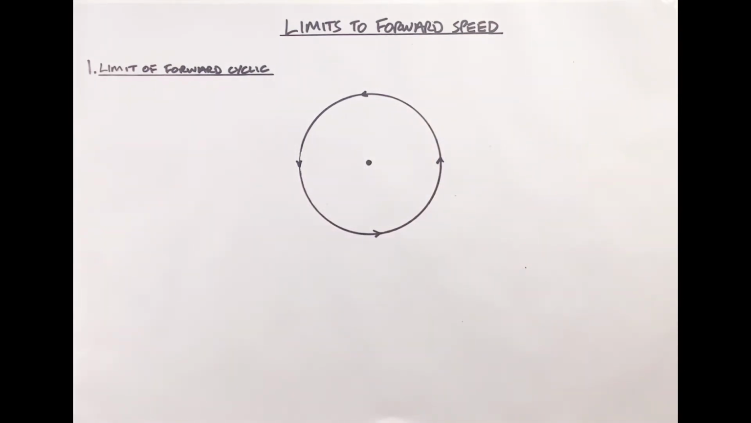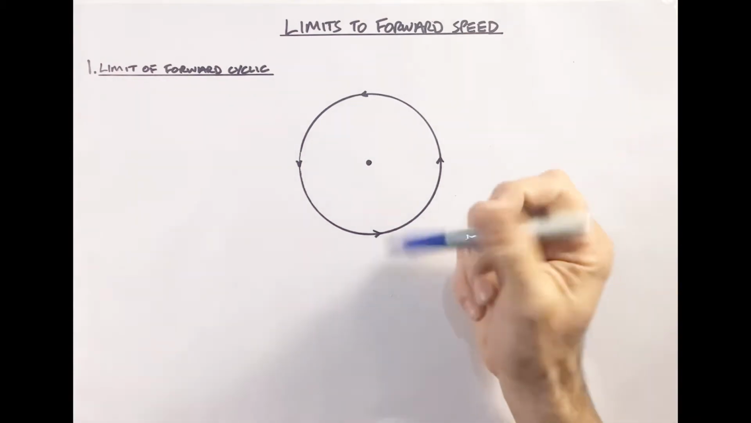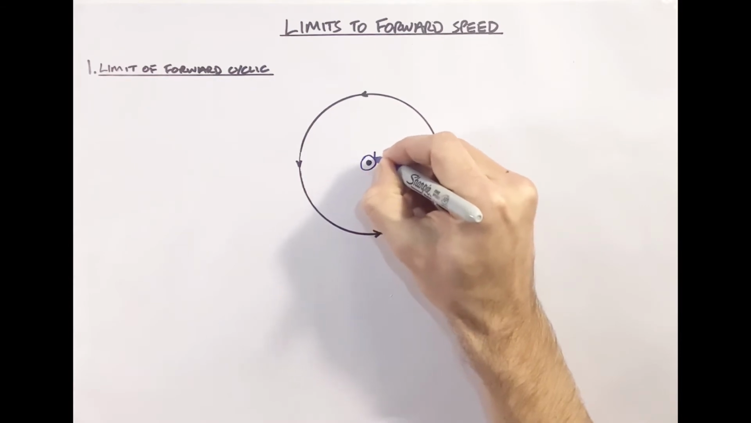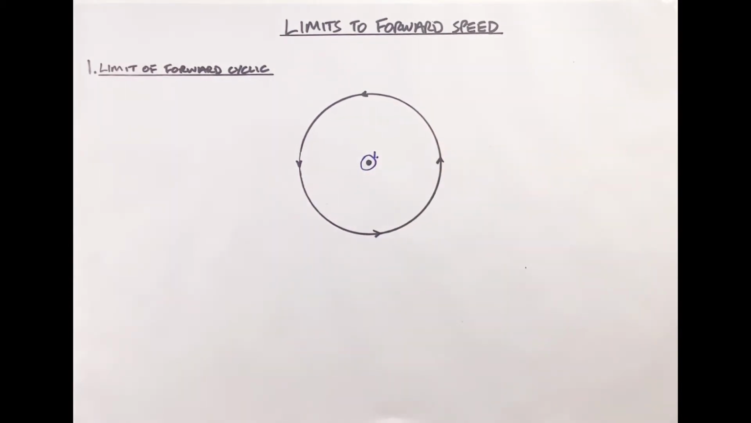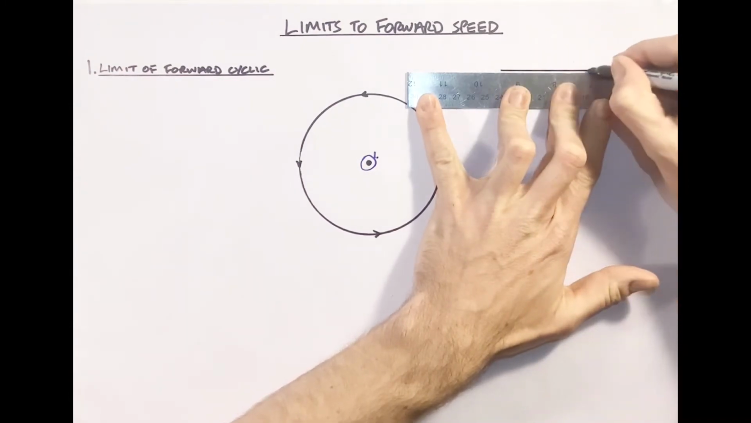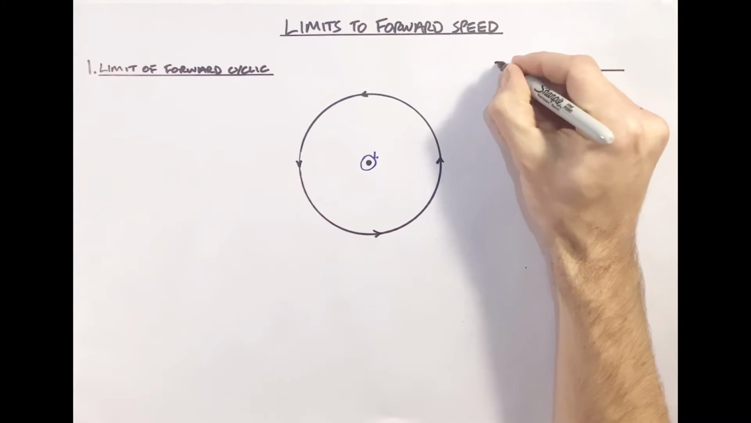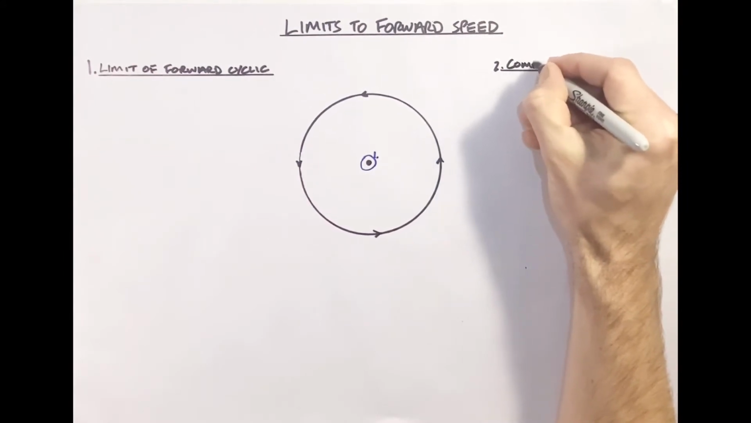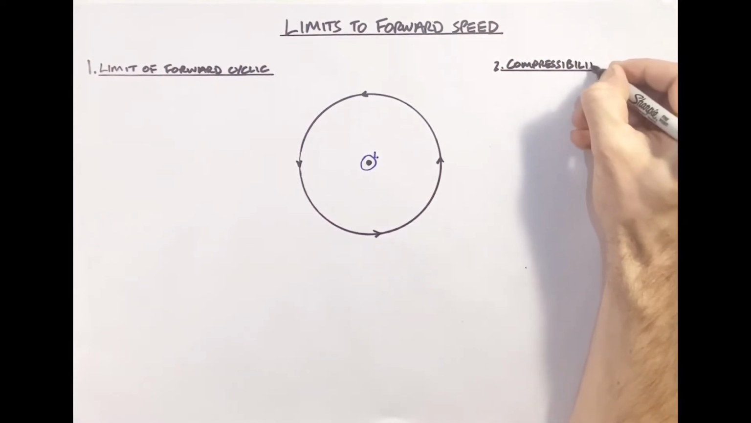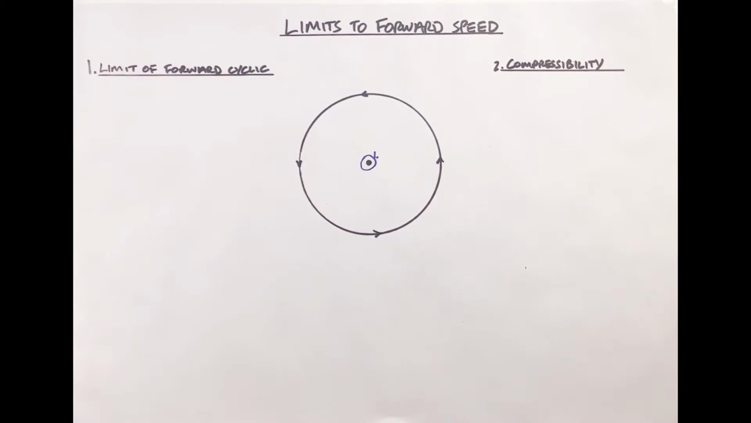So limits to forward cyclic, we generally speaking are going to annotate it onto the actual picture. And that's the easiest way to do it. Okay, so the second limit. Compressibility.